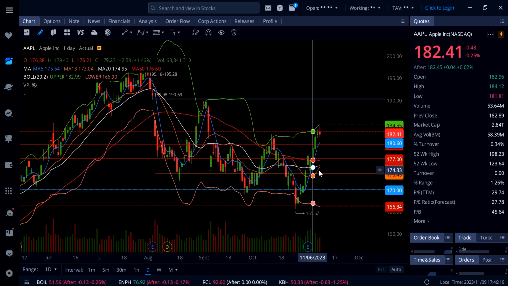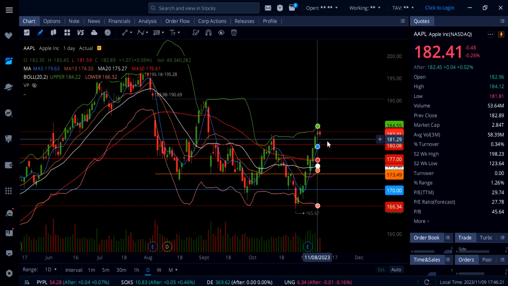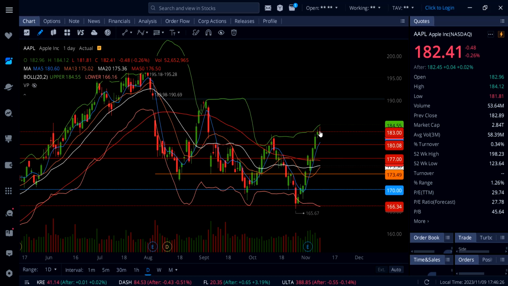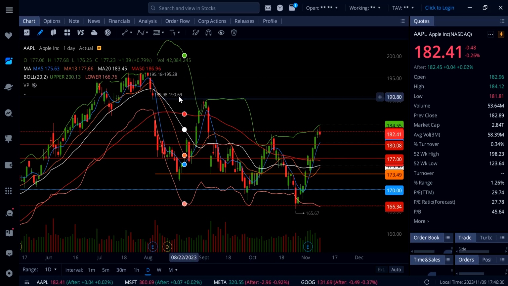Now, if this thing can break 183 and we can get a couple of closes above 183, that's going to be extremely bullish for a move all the way up to 190.69 to close this gap right here on top.